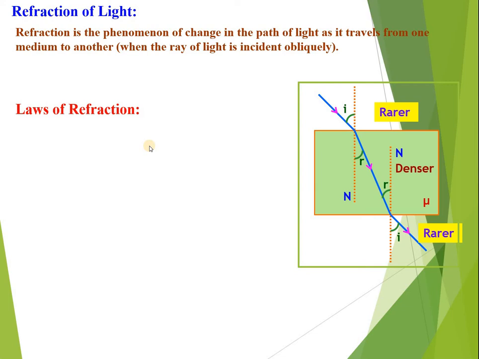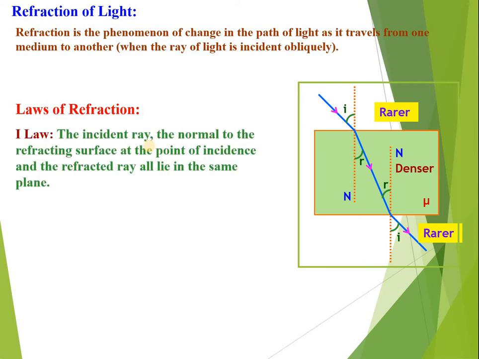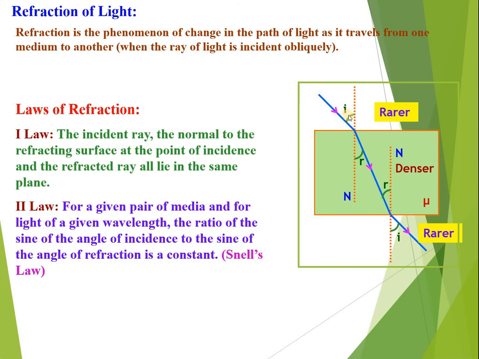The laws of refraction. The first law is the incident ray, the normal and the refracted ray all lie in the same plane. They all meet in the same plane. And the second is there is a relation between angle of incidence and angle of refraction, with a particular parameter, which defines the optical density of the medium.